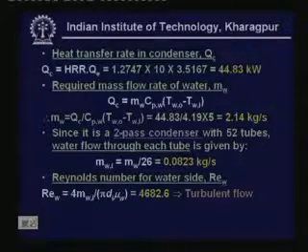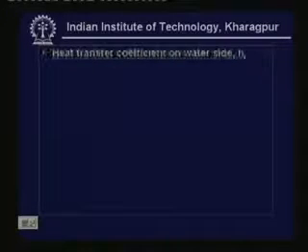If you substitute these values, because everything is known to you, you find that the Reynolds number for water side is 46882.6. Since this is greater than 2300, this is turbulent flow. So we have to use the turbulent flow correlations for finding the heat transfer. So let us find the heat transfer coefficient on water side.